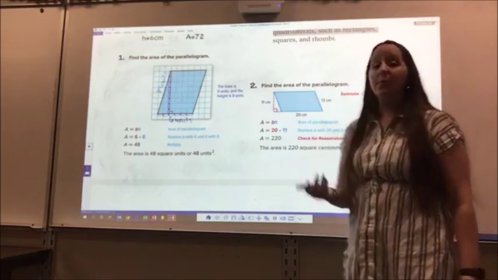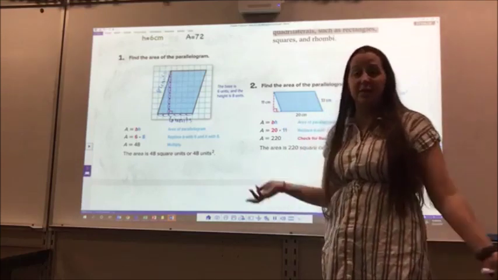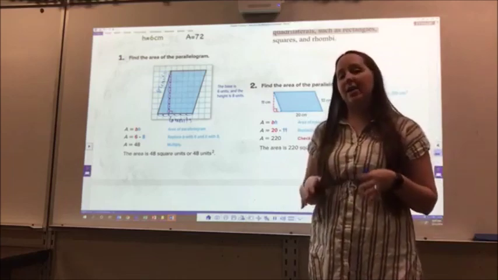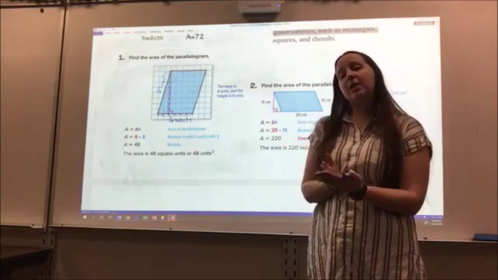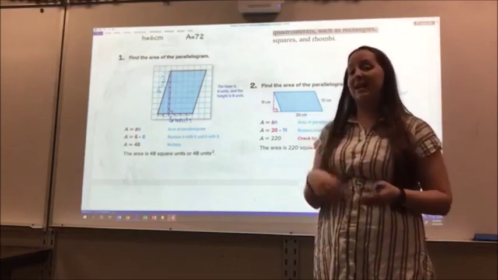Now if I were finding the perimeter of a parallelogram, I would need that 13. But I'm only finding the area, so I need the height, which is perpendicular. Remember, perpendicular means a straight line that forms a 90-degree angle.